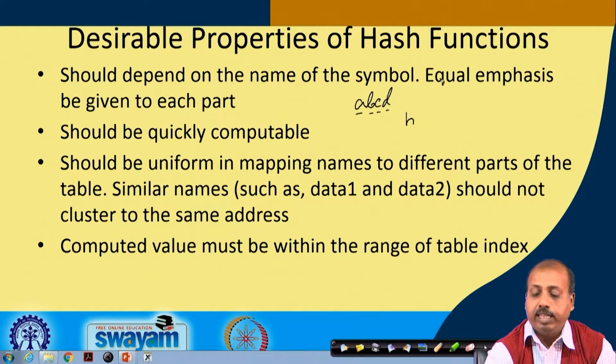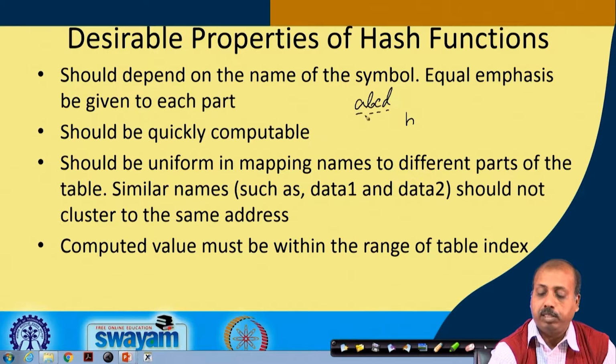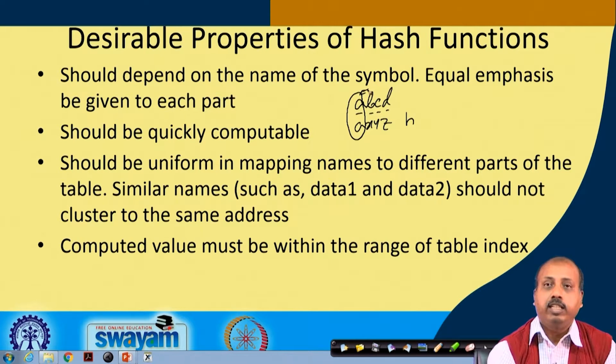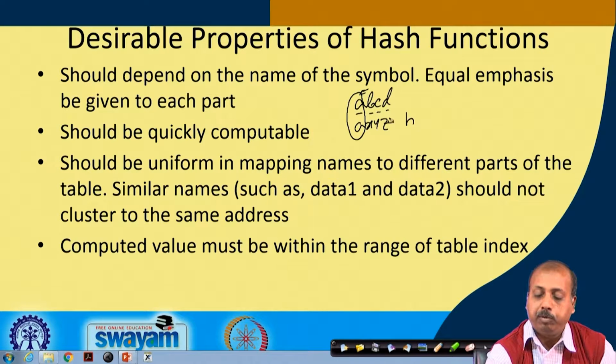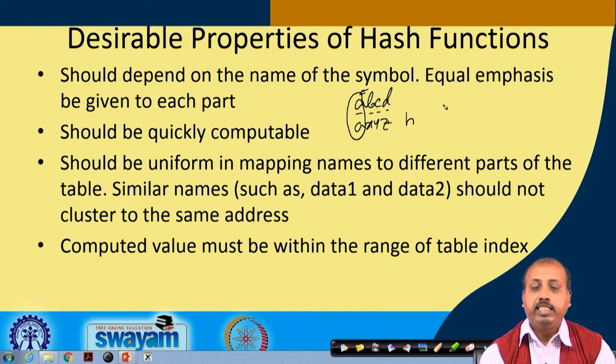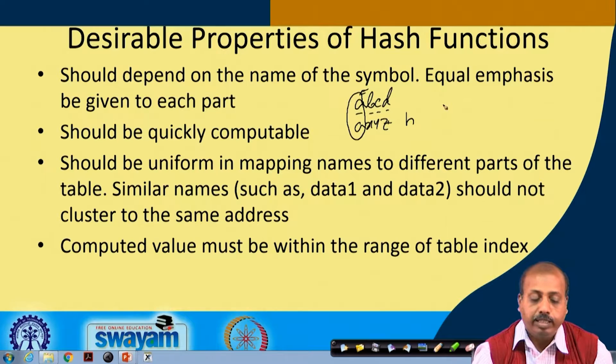Otherwise, if there is another variable like a, x, y, z, and the maximum emphasis is on the first character only of this string, then there is a chance that they will be mapped to the same location by this hash function h. So, the function h should be such that it gives equal emphasis to each part of the name.